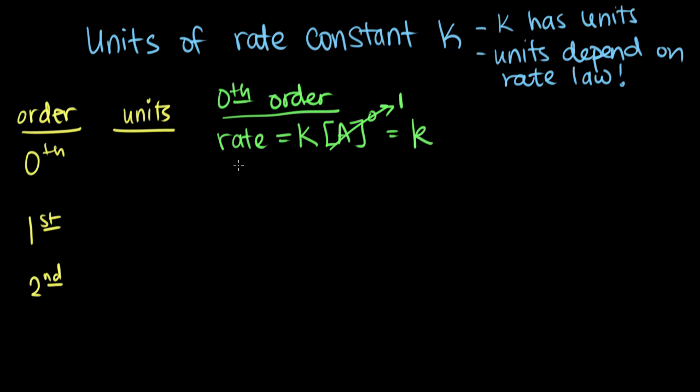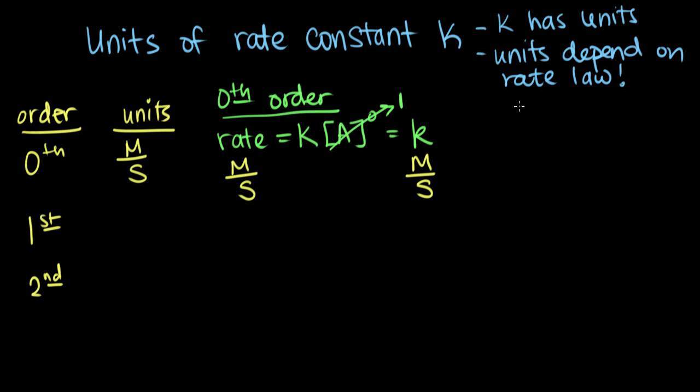The units of rate are always going to be the same. So the units of rate are always molar per second. And you can also just think of units almost like numbers. If you have an equal sign, the units on both sides of your equal sign have to be the same, and they have to match. So here, since we have rate equal to K, that means K also has to have units of molar per second. So this tells us that the units for a 0th order reaction are molar per second. We can use that same idea to figure out the units of K for 1st and 2nd order reactions too.